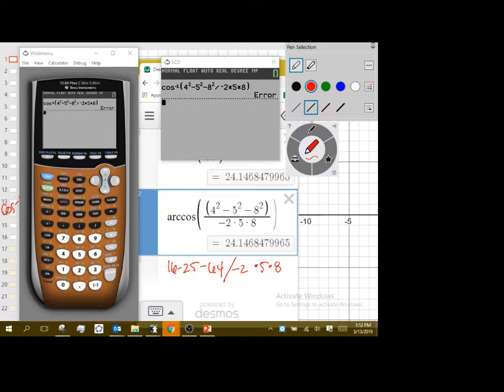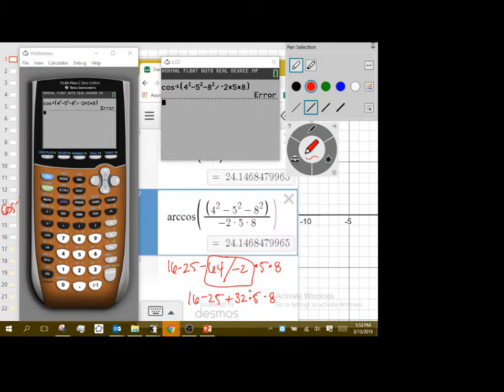It is then going to go through here, and what's it supposed to do next? It's going to do that. Good. So it's going to go 16 minus 25, and then minus that divided actually turns into a positive, right? 64 divided by 2 is 32 times 5 times 8, right? Now what's it going to do? It's going to go 32 times 5 times 8, and evaluate that. And it's going to take 16 minus 25 plus that number, which is in the hundreds, add them together and then run that through the cosine. That's not what we want.